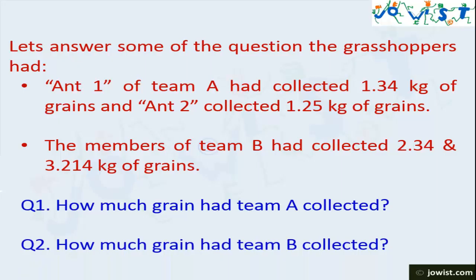The grasshopper wanted to know the total collection of Team A and total collection of Team B. By now, we know the concept of addition of decimal numbers. Now help the grasshoppers to find the answer of these two questions. Now, let's continue the story.